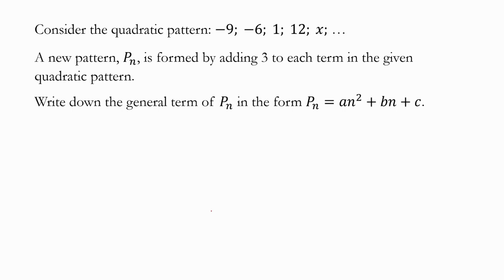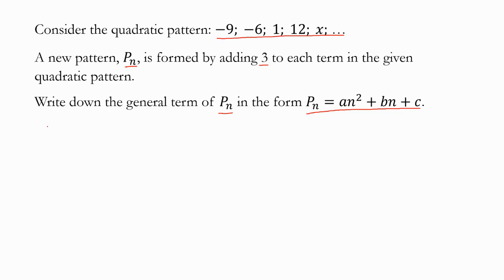Welcome back. Let's do question 1.3. Consider the quadratic pattern. A new pattern Pn is formed by adding 3 to each term in the given quadratic pattern. Write down the general term Pn in the form Pn is equal to an squared plus bn plus c.